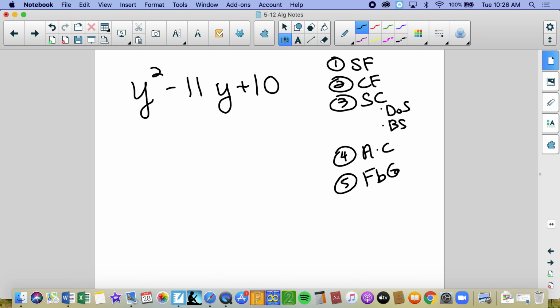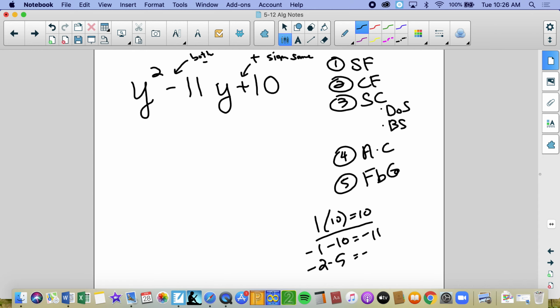So we go through: there's no common factor, it's not a special case, this has three terms, so it would be a binomial square, but this is not a perfect square, so we know it's not a binomial square. We would have to do A times C. A is the coefficient of the squared value, which is 1, and C is the constant. So A times C is 1 times 10 equals 10. Factors of 10 are 1 and 10, 2 and 5. Since this is positive, we know the signs are the same. We look here and see that both of them are negative, so the signs of my factor pairs are both going to be negative. This makes negative 11. This makes negative 7.